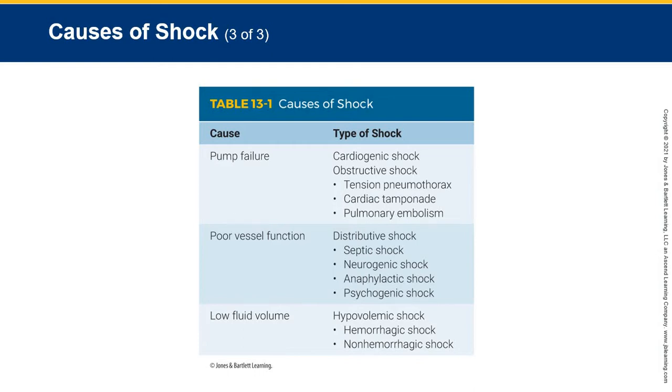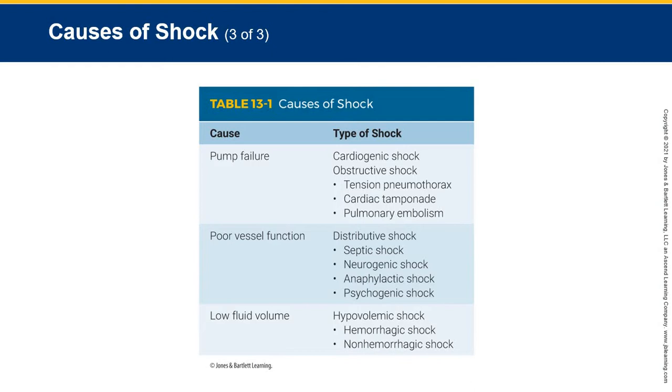These are the general types of shock. One is cardiogenic, which is that heart problem. Obstructive is also a pump problem. Like I said, we'll talk about all these, including tension pneumothoraces, cardiac tamponade, and PEs, pulmonary embolism. Then poor vessel function is what's called distributive shock. There are 4 main ones there: septic, neurogenic, anaphylactic, and psychogenic. And then hypovolemic is either hemorrhagic, where you lose blood, or non-hemorrhagic.